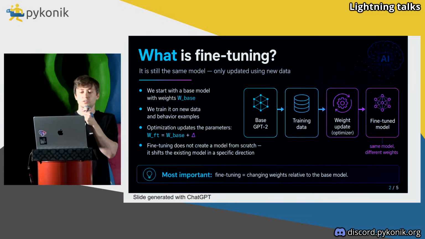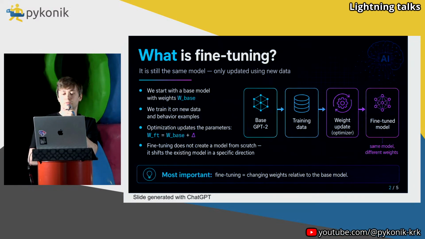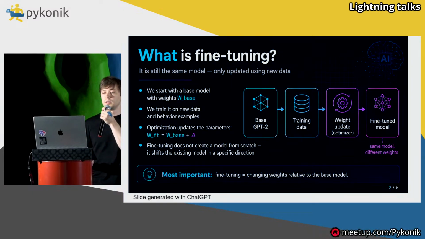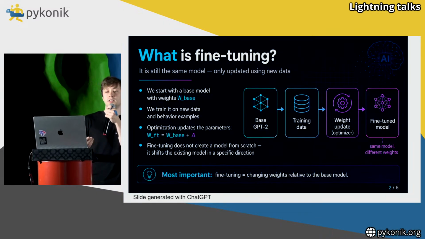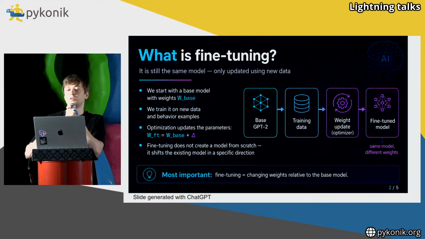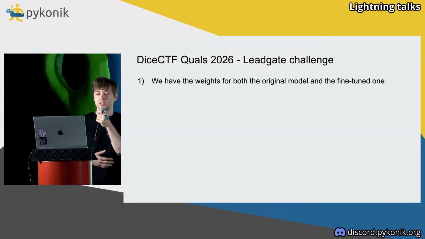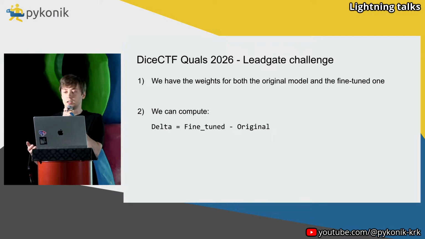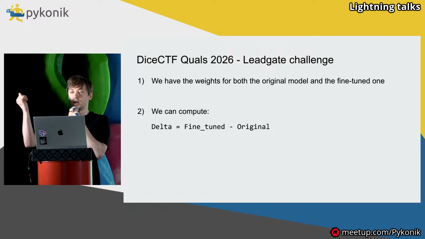So what is fine-tuning? Basically you take the model, you have some training data, you want to train it additionally, and with this training you update the weights of the model and you get the fine-tuned model. So you get the same model, but with different weights. And if you have the model file, you have the weights of it, of course. So you have the weights for both the original model and the fine-tuned one. What you can do is compute the delta, the difference between the fine-tuned and the original one, because this is what the training added to it, right?